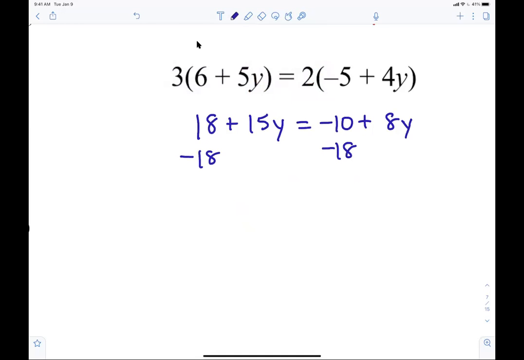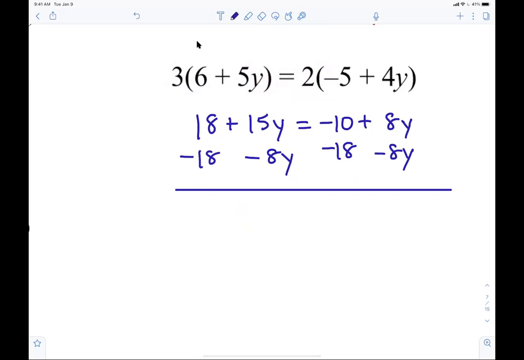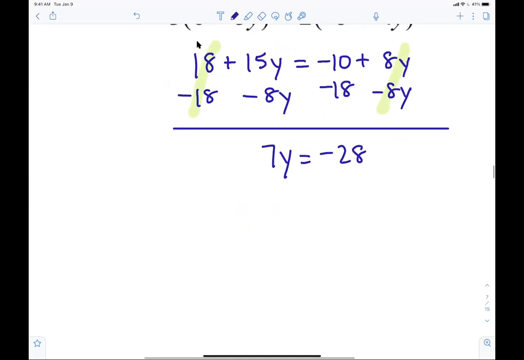And then on the right side, yay. Cross out, cross out. So now 15 minus 8, negative 10 and negative 18. Mm-hmm. And now final step, we just what? Right. So y equals negative 4.